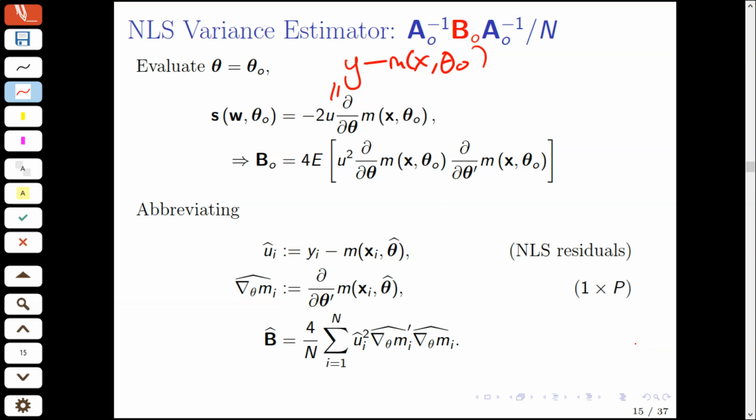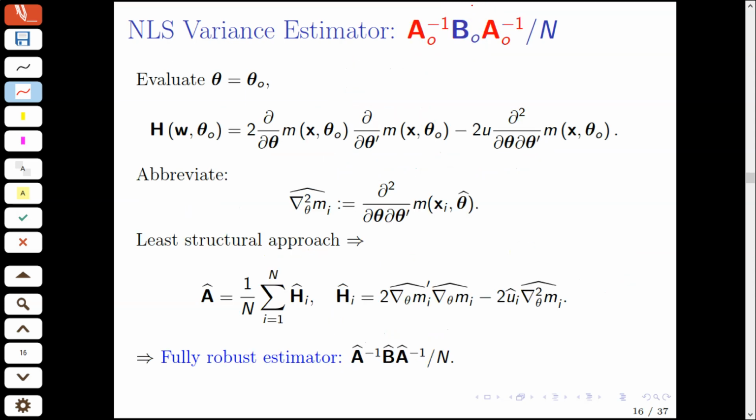Having constructed an estimate of the meat component of the asymptotic variance, we next move on to discussing how one may estimate the bread component. That is, how one may construct a consistent estimate of A0.